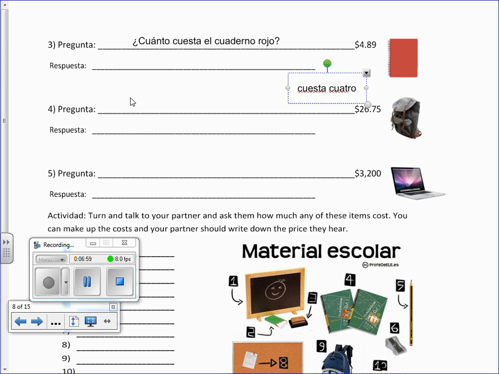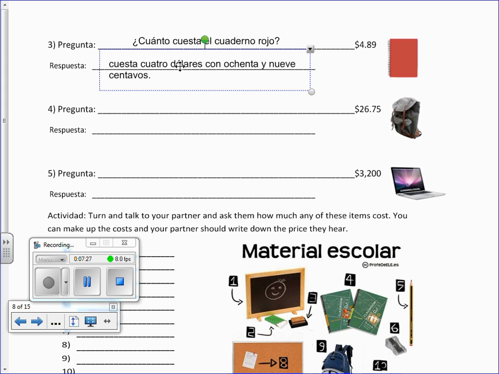So, cuatro, careful how you spell cuatro, dólares, 89 centavos, if you wanted to say the amount of cents. So cuesta $4 con 89 centavos. Some people say con. Some people don't even say the centavos, so it really depends on what country you're going to. But as long as you have cuesta $4 89, you're good. Okay, the rest is just something you can add to that.